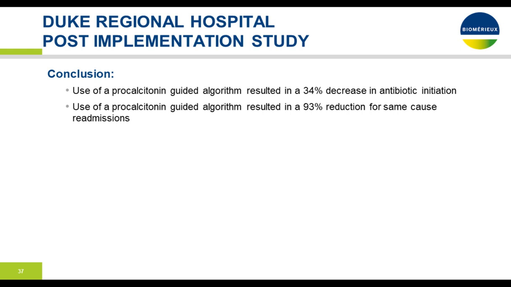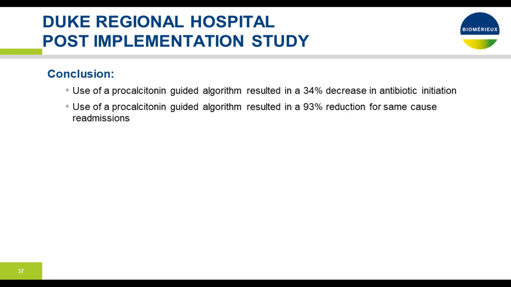So our conclusion, use of a procalcitonin-guided protocol resulted in a 34% decrease in antibiotic initiation, and use of a procalcitonin-guided protocol resulted in a 93% reduction for same-cause readmissions. Now, this was fairly early into our procalcitonin era. My guess is if I repeated the same exact study, I would hope that that 34% decrease in antibiotics would be higher, maybe 50 to 60%.